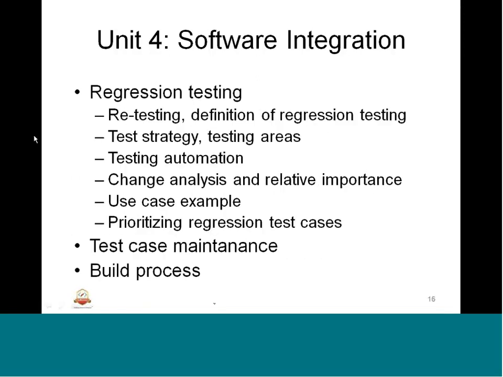Then we had gone through regression testing, which is nothing but retesting and regression testing. Definition of regression testing: test strategy, test areas, test automation in terms of batch execution and processing. Change analysis and relative importance. Use case example we had seen. Prioritizing regression test cases, and what is the basis for doing that priority and all that we had gone through.